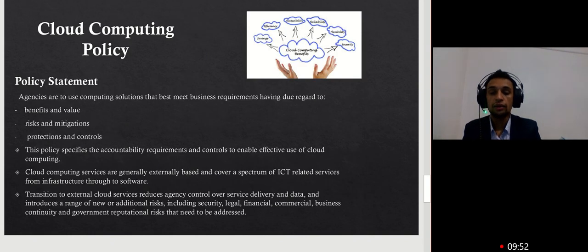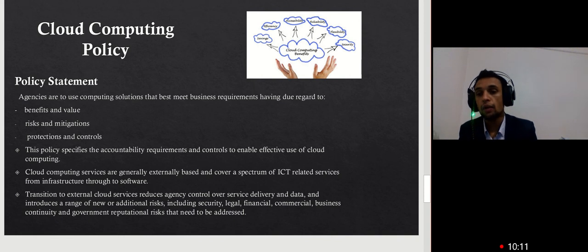So the next one is the cloud computing policy. All these IT related works are based on the cloud platform, so an agency must have a policy statement. Agencies are to use a computing solution that better meets the business requirement, having due regard to benefits and value, risks and mitigations, protection and controls. This policy specifies the accountability requirements and controls to enable the effective use of cloud computing.